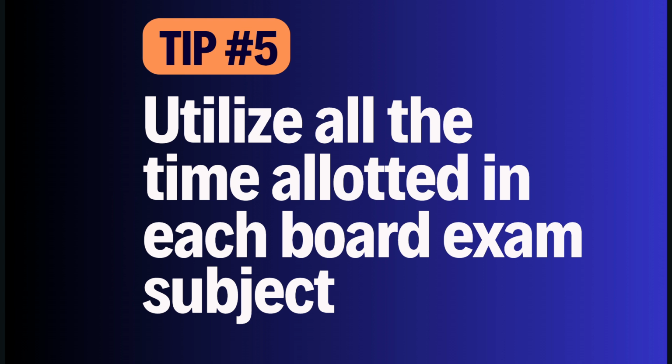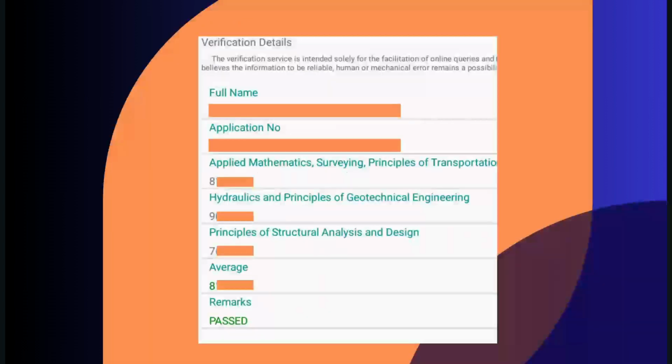So those are just my simple tips in order to obtain these scores in the board exam. I got 80 plus in MSTE, 90 plus in Hydro-Geo, and 70 plus in PSAD. That gives me a general average of roughly 80 plus. So that's it. Thank you for listening.